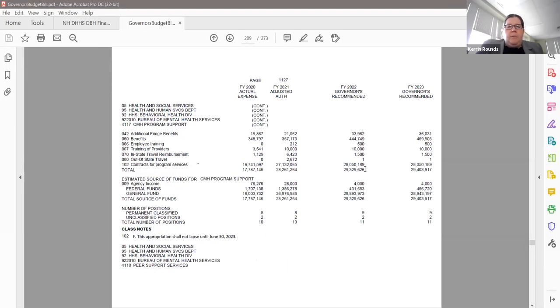The next accounting unit is 4117, which is CMH, or Community Mental Health Program Support. This, if I am correct, is where those additional mobile crisis teams are? Teams are, yes, thank you. As well as most of the 10-year mental health plan within this accounting unit. I believe the appropriation for fiscal year 20 was closer to fiscal year 21. Jane, correct me if I'm wrong, but I think the appropriation was a little closer to the 28 million.